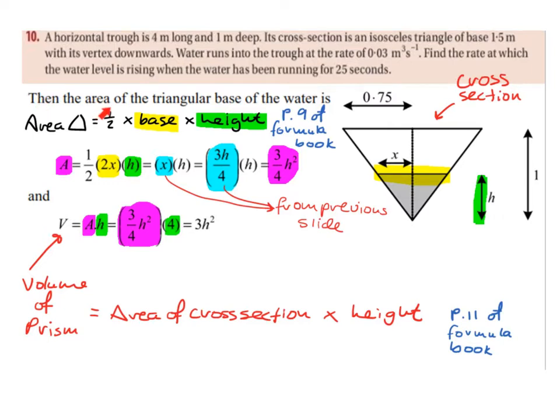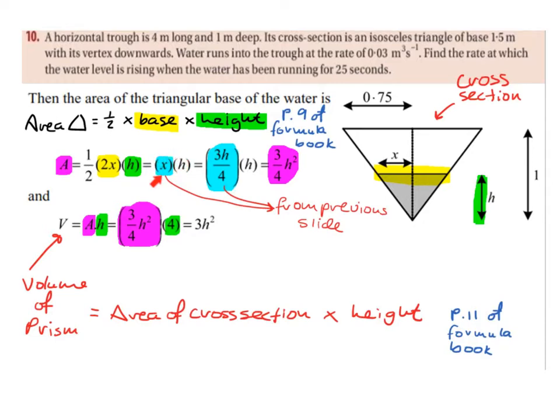Then the area of the triangular base of the water is, so area of a triangle is half times base times height. This comes from page 9 of our formula book. So the area is going to be half times the base, which is 2x, so x plus x is 2x, times the height, which is h. So here's our height h, which is also here. So half of 2x is x, and h just stays the same. So the area of the grey triangle at the bottom can be written as x times h.